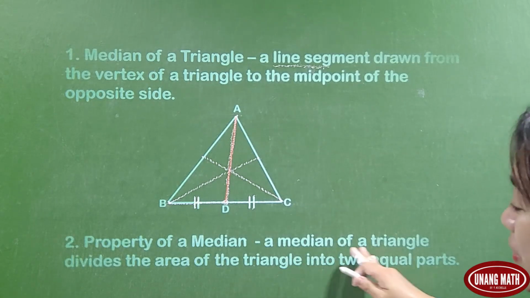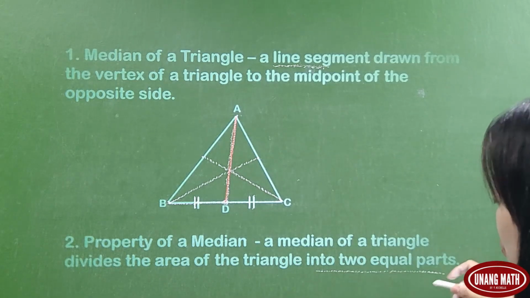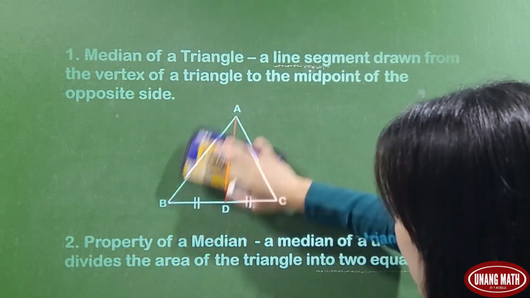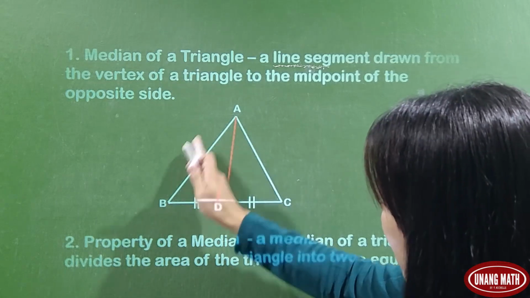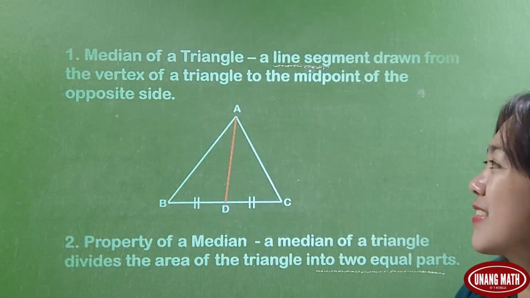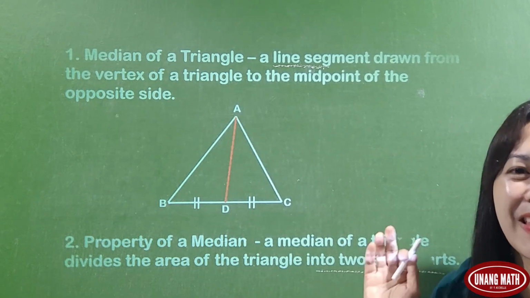Okay, now, what does this median imply? A median of a triangle divides the area of the triangle into two equal parts. Okay, let's consider this median. This median divides this triangle into two triangles. And the area of these two triangles are equal.